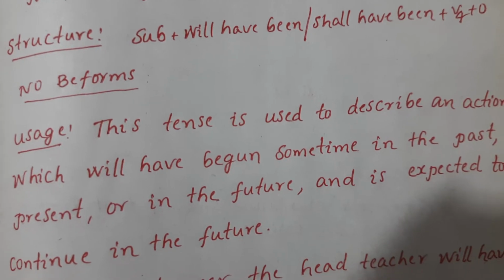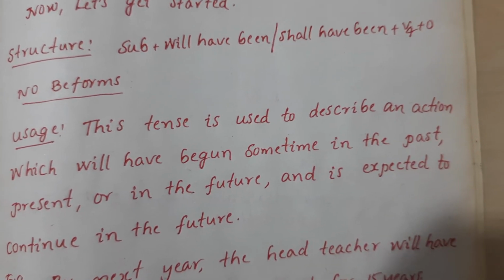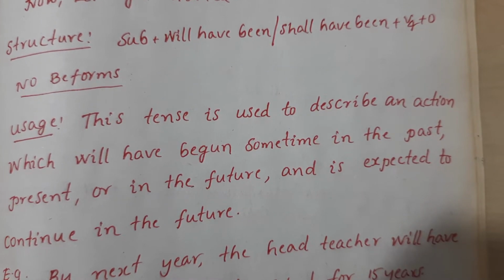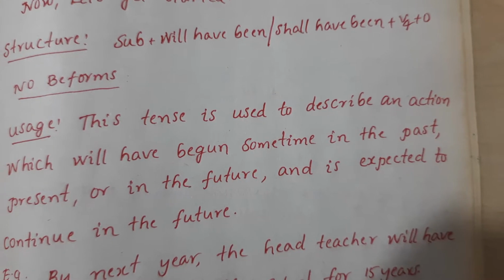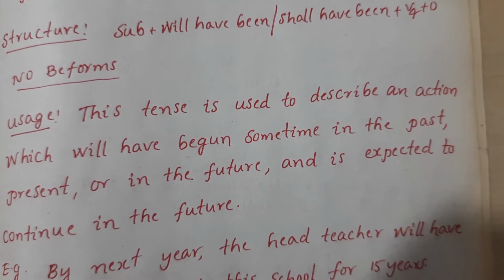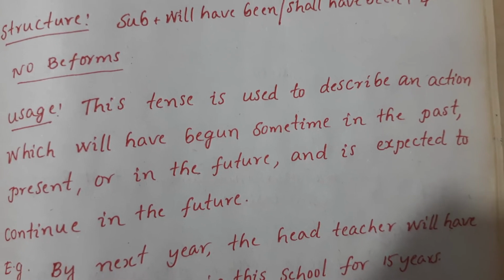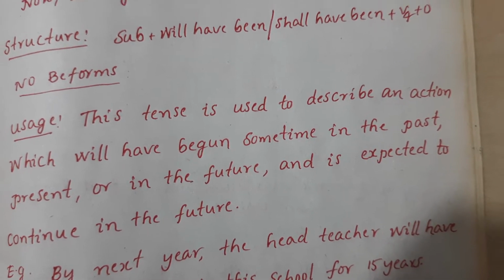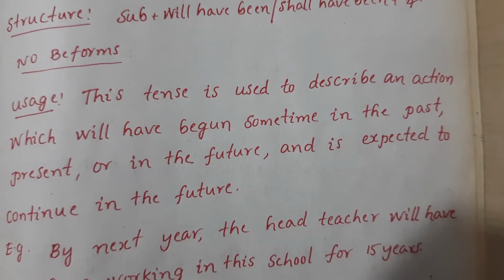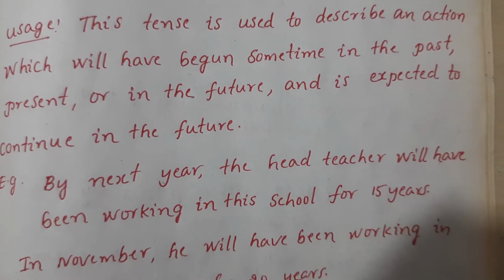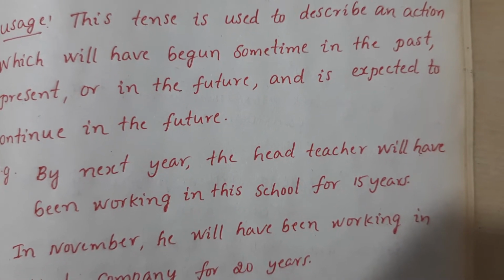The use or the definition of this tense is: this tense is used to describe an action which will have begun sometime in the past, present, or in the future. The action will have begun sometime in the past or present or future and is expected to continue in the future. Example: by next year, the head teacher will have been working in the school for 15 years.